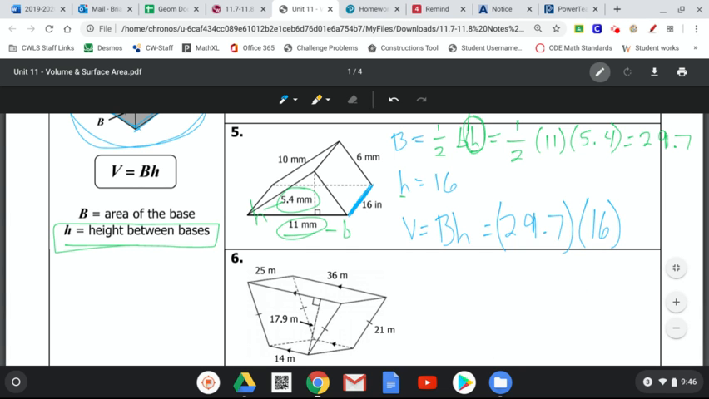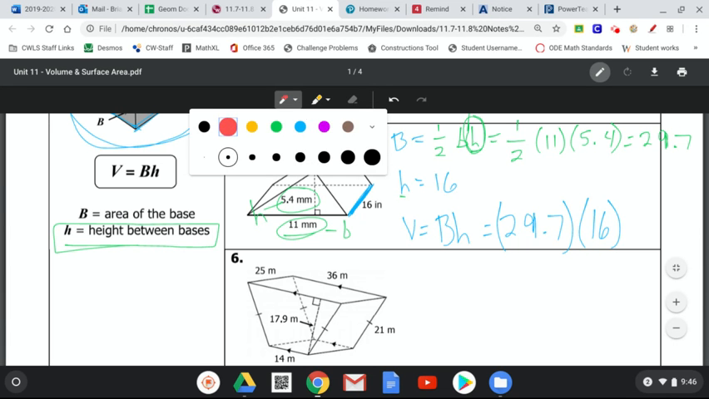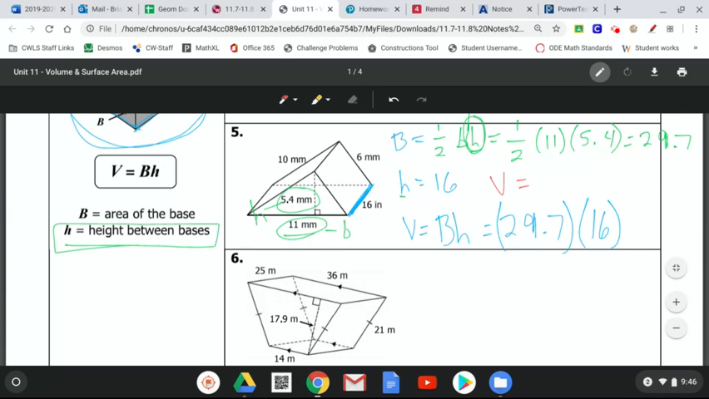All right, so we're finishing up number 5 here. We're just doing big B times H, which is 29.7 times 16. And you should get for a final answer that the volume is 475.2. And that's going to be millimeters cubed because volume is in 3 dimensions. So 475.2 millimeters cubed.